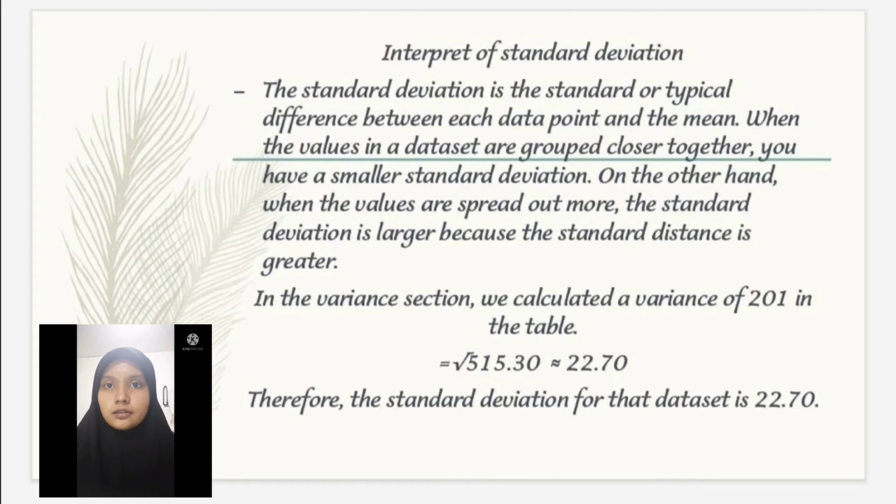The standard deviation is the standard or typical difference between each data point and the mean. When the values in a dataset are grouped closely together, you have a small standard deviation. On the other hand, when the values are spread out more, the standard deviation is larger because the standard distance is greater. In the variance section, we calculated the variance in a table and we get the answer, so the standard deviation for the dataset is 22.70.